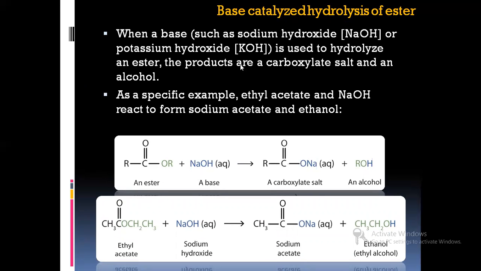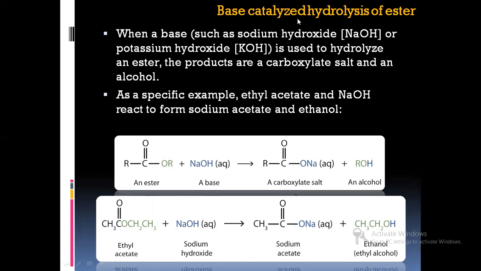Next, we have base-catalyzed or alkaline-catalyzed hydrolysis of ester. When a base, such as the strong bases KOH or NaOH, is used to hydrolyze an ester, the products are a carboxylate salt and an alcohol. As a specific example, ethyl acetate and sodium hydroxide react to form sodium acetate and ethanol.